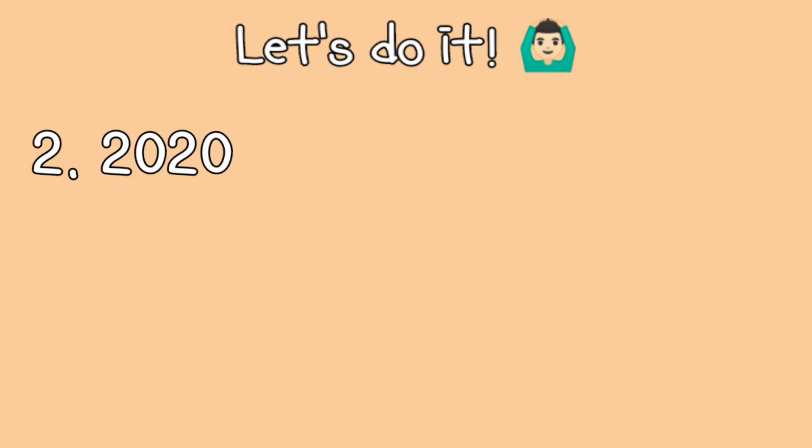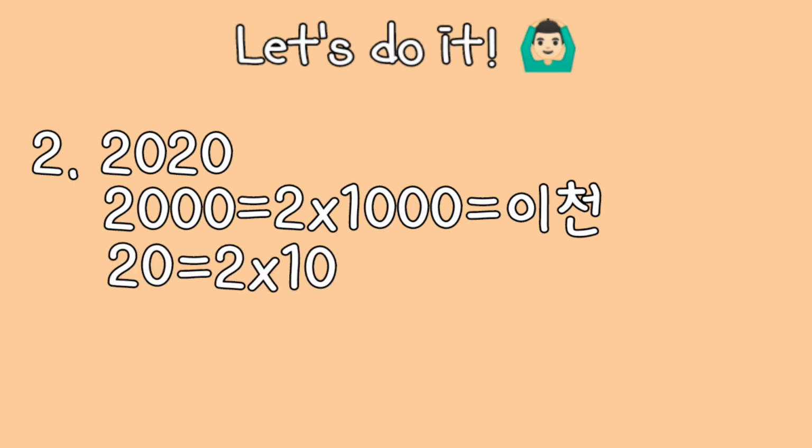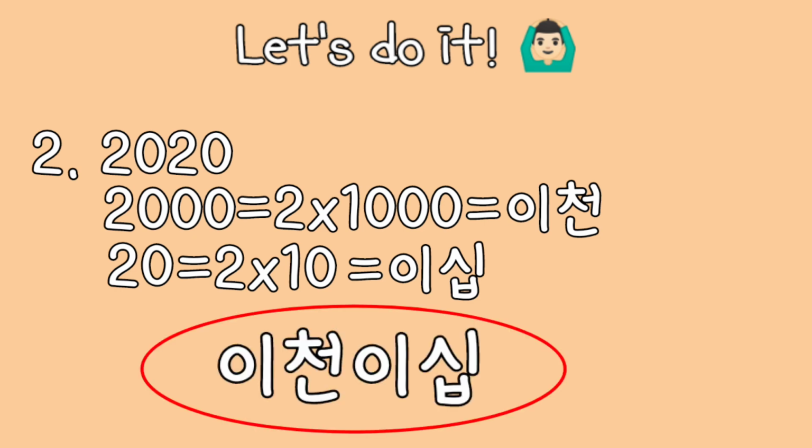Number 2 is 2020. The largest number here is 2000. 2 and 1000. So it's e-ton. And 20, 2 and 10, or isip. Finally, we have iton isip, or 2020.